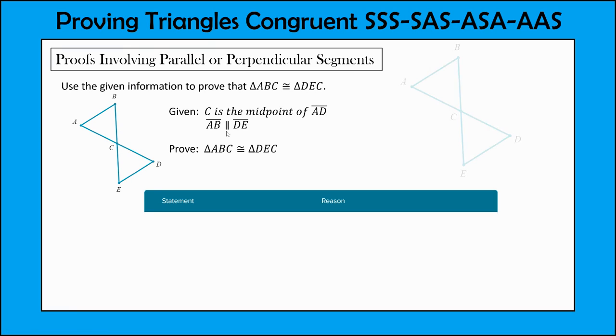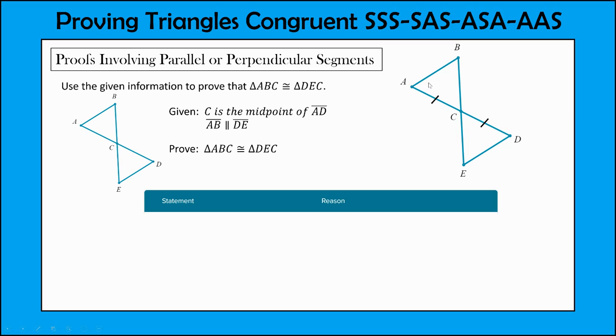Well, first thing I'm always going to do is redraw it so that I can add what I want to it and see exactly what I'm given and what I can prove. The first thing you see as a given is that C is the midpoint of AD. So if C is the midpoint of AD, that means the distance from A to C and the distance from C to D are the same. So those two are congruent.